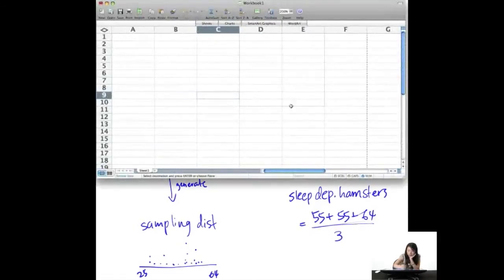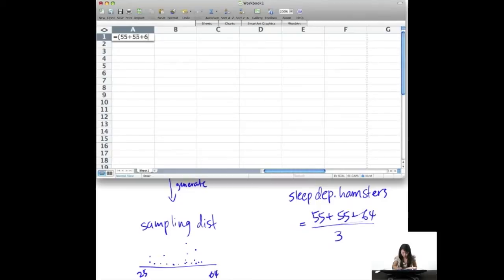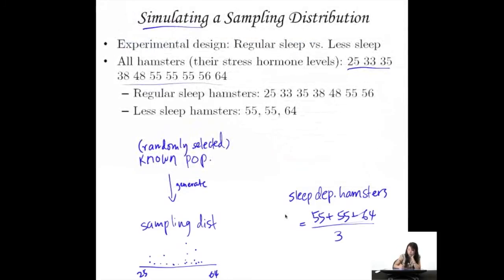And so we could calculate their mean. So that's 55 plus 55 plus 64 over 3. So 58 is their level of stress hormone. So here we have X bar is 58. And we want to know, is this likely or unlikely given this sampling distribution? Right? So we want to ask likely or unlikely, right?